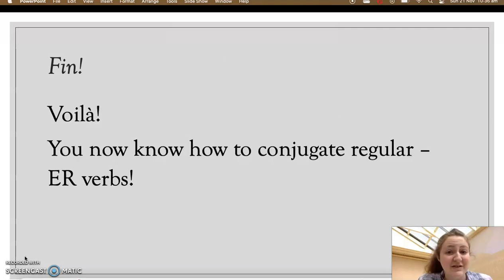And there you have it. Voila! You now know how to conjugate regular ER verbs in the present tense in French.